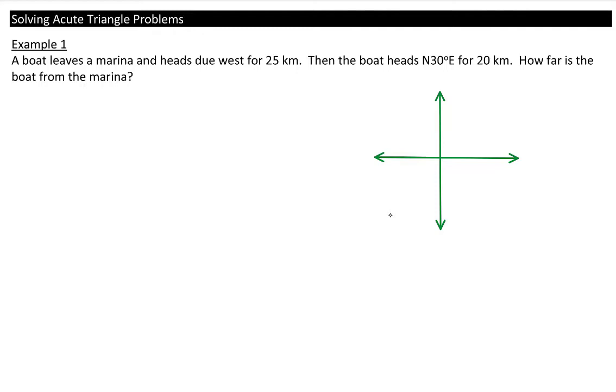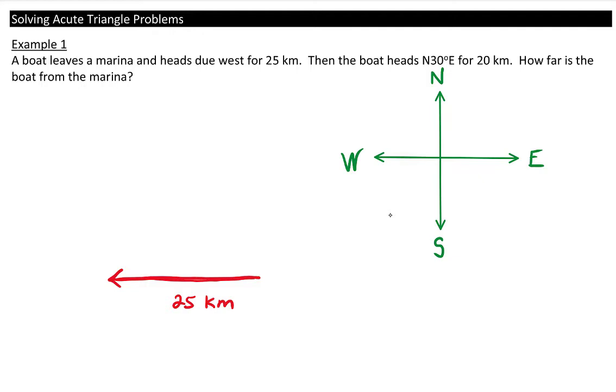So first of all, we have to recall our compass directions. So remember, north is straight up, south is down, west is to the left, and east is to the right. So first of all, we're told the boat heads due west for 25 kilometers. Next, it heads north 30 degrees east.